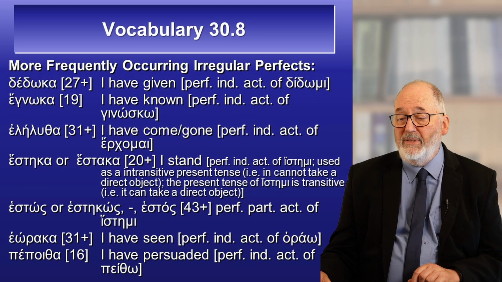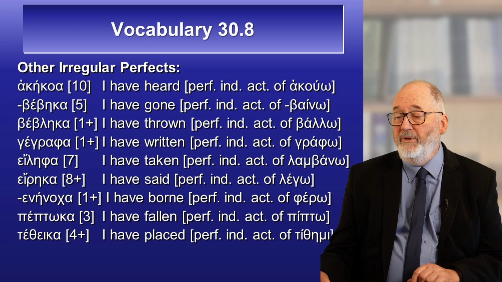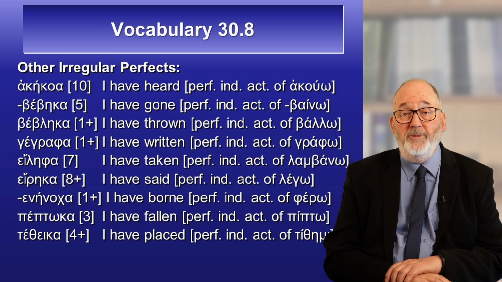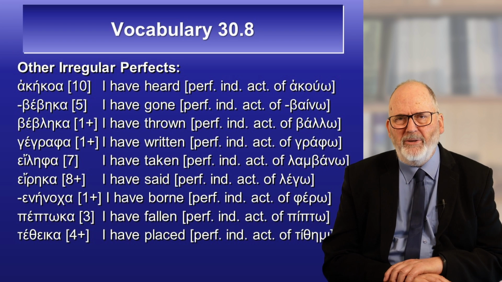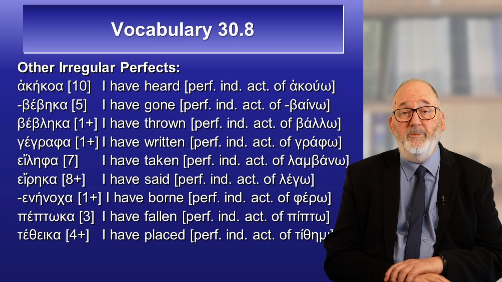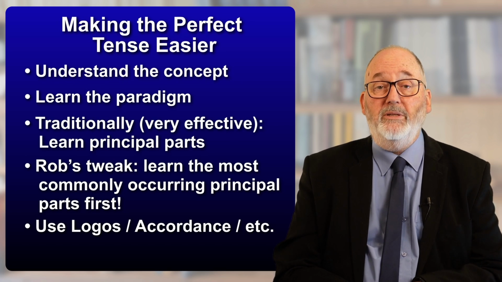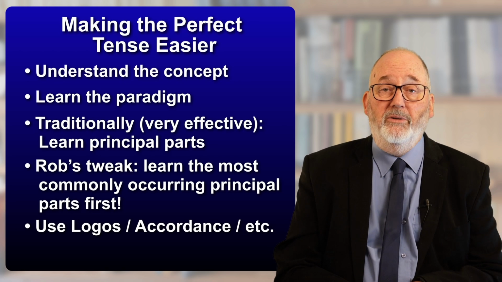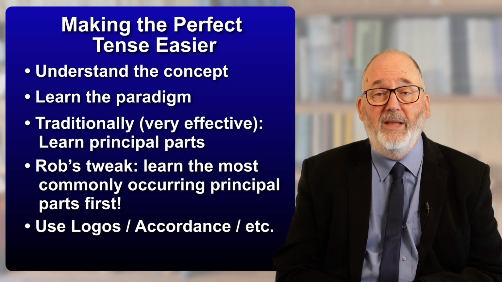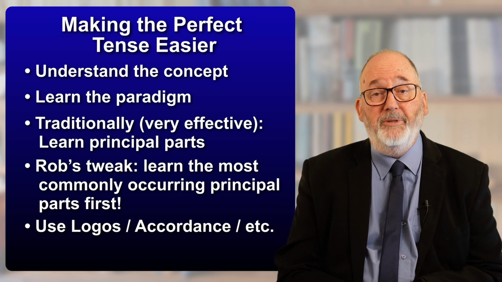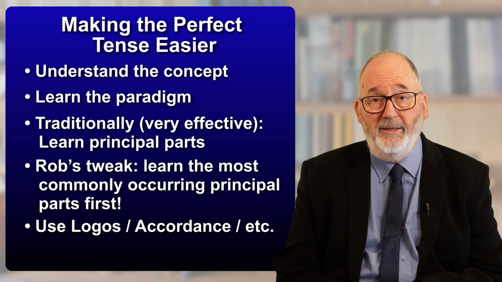And then I have a second set of verbs in the vocabulary, which are perfect tenses of verbs that are also found in the Greek New Testament, but they occur less frequently. Yes, you're going to have to know them eventually, but why not start with the more frequently occurring ones? My next suggestion is that we use the tools of Logos, Accordance, Bible Hub, etc. that will help us with verbs that we don't immediately recognize.